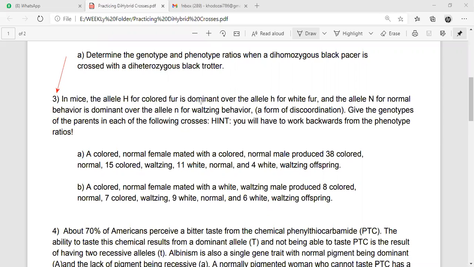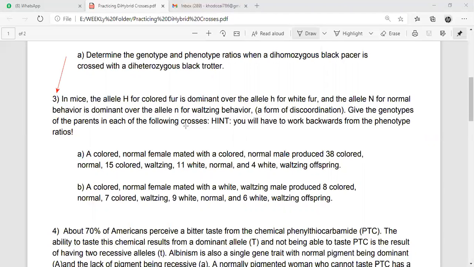In mice, allele H for colored fur is dominant over white fur, okay? Similarly, allele N for normal behavior is dominant over waltzing behavior, or a form of discoordination. I gave you the example before. Discoordination is just like the mouse is acting drunk, okay? So what is the next question here?